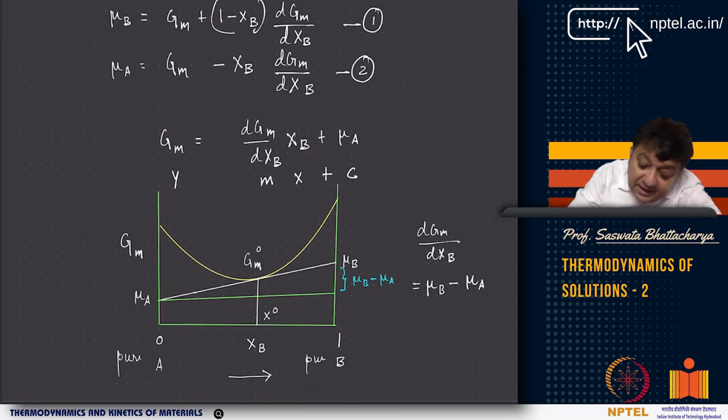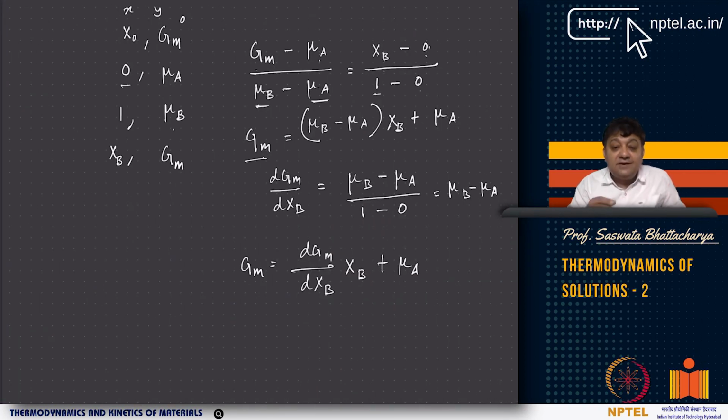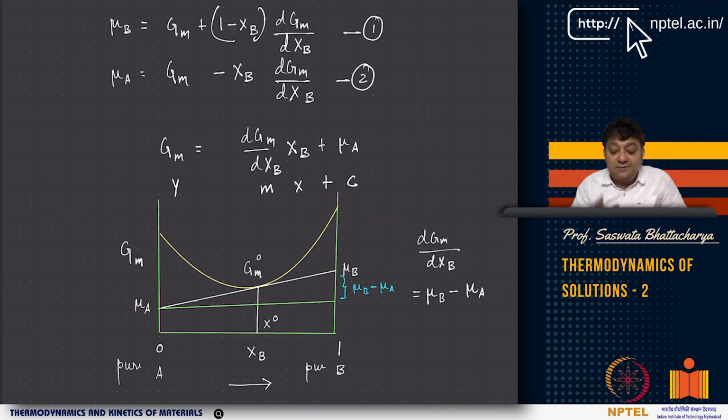And what is this line? This line, the length is 1 minus 0. So 1. So mu b minus mu a by 1 is the tan theta. Tan theta is nothing but the slope of this line, right? Slope of this line. So you can see that there is a very nice geometrical interpretation of this.